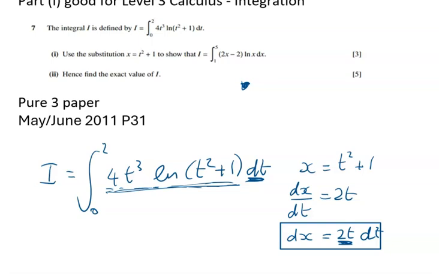So it's kind of a clue that it might be useful to split up that 4t cubed into 2 bits, into 2t times 2t squared. Now the best answers in what I just marked did that, but a lot of you didn't.